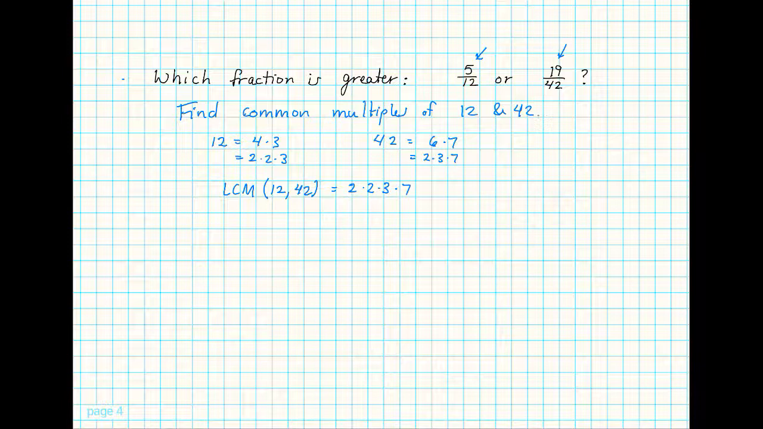So 5/12. I know that this piece here is 12, so what I'm missing out of here is the 7. So I need to multiply both the numerator and the denominator by 7. So I multiply both numerator and denominator by 7, and I get that this is equal to 35 over, honestly, I don't care what that number is.